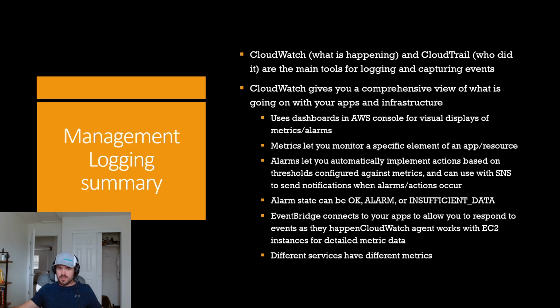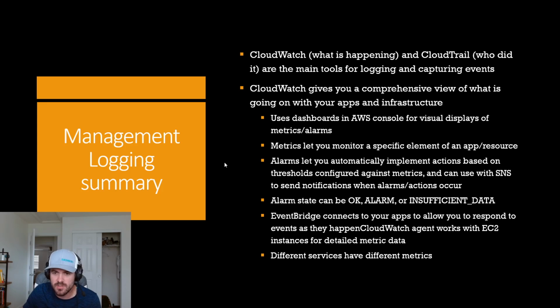All right. So CloudWatch, what is happening? CloudTrail, who did it? CloudWatch and CloudTrail are the main tools for logging and capturing events. CloudTrail is going to give you a comprehensive view of what is going on with your applications and your infrastructure. It uses dashboards in the AWS console for visual displays of your metrics and alarms. Metrics are what let you monitor a specific element of an application or resource, like CPU utilization, for example.